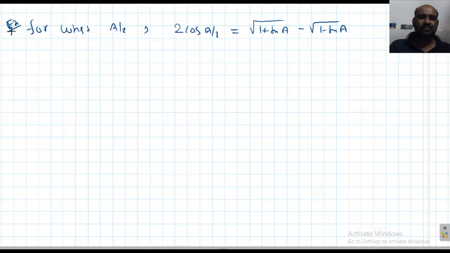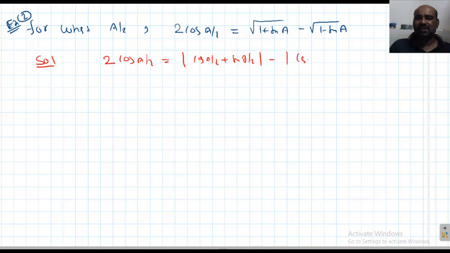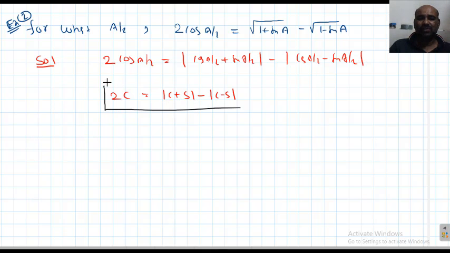Okay students, example 2. After this example, I think you people can understand how to solve this type of problem. Solution. First of all, again I want to write the problem: 2 cos A by 2 equals mod of cos A by 2 plus sin A by 2 minus mod of cos A by 2 minus sin A by 2. So I want to convert the total in terms of C and S: 2C equals mod of C plus S minus mod of C minus S. Here onwards the problem is difficult. We need to identify, as I already explained, what the sign of C plus S is and what the sign of C minus S is.